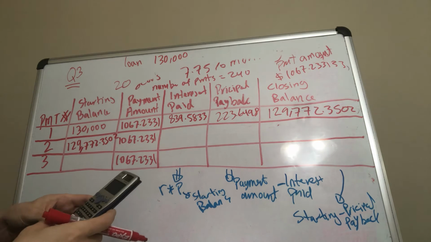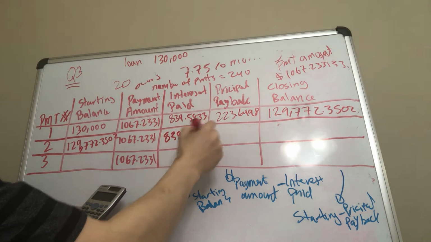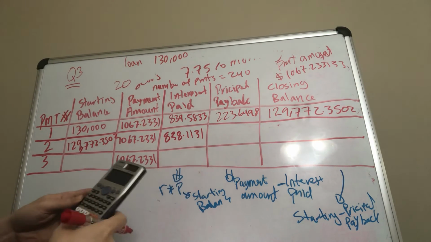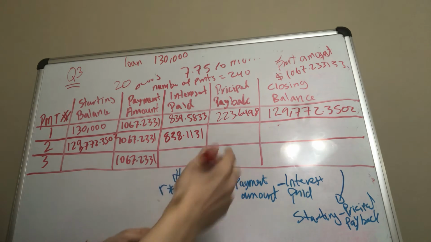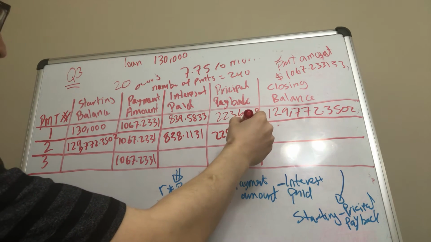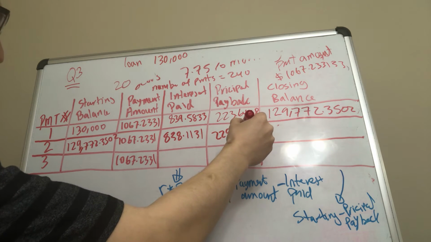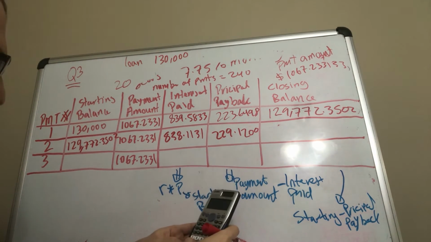So you do this. Now you see it's 8381131. So it's down by about $1.40. The difference between these two would be how much you pay back. $229,1200. Just want to double check one thing. 67233 minus 8381131. 229.